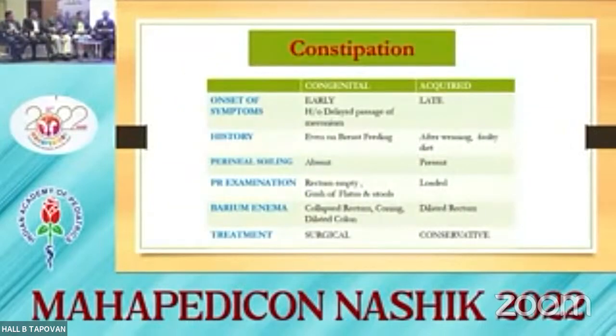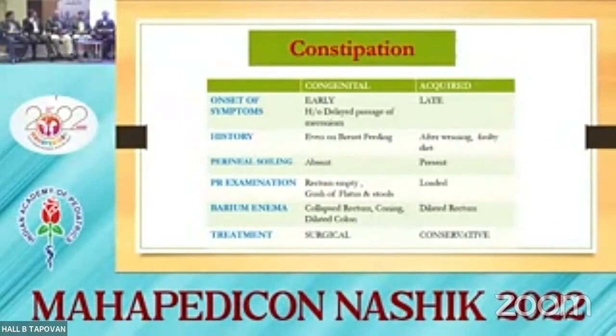Constipation is rampant in today's lifestyle, with children eating a lot of junk food. They are a very boring set of patients, but at times very difficult to treat also. Agarwal sir, how to differentiate between congenital and acquired megacolon?